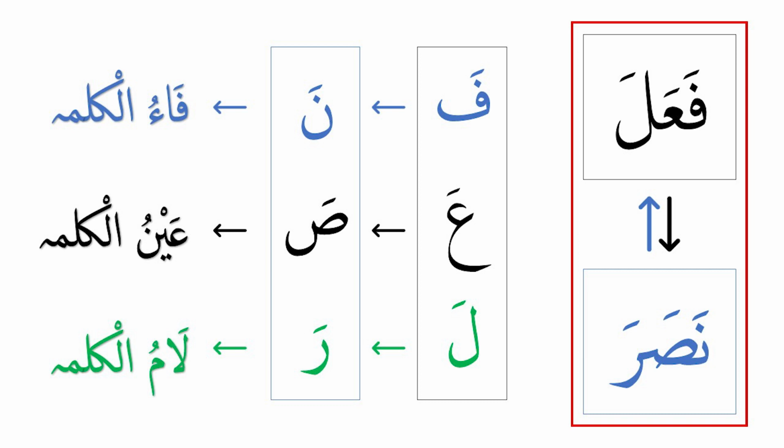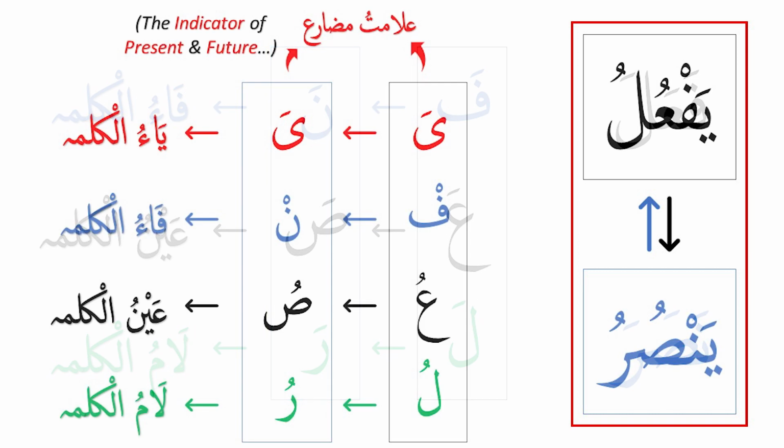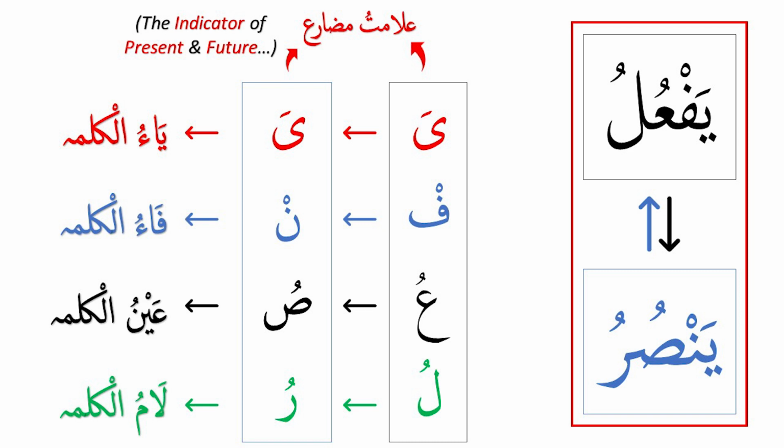Fa, Ain, Lam. So if we take the example of Nasara, the first letter Noon is actually Fa ul Kalima, and the second letter Swad is actually Ain ul Kalima, and the third letter Ra is actually Lam ul Kalima. So Nasara is actually on the pattern of Fa'ala. Similarly, when you convert Nasara to Yansuru, you can pattern it to Yaf'ulu.